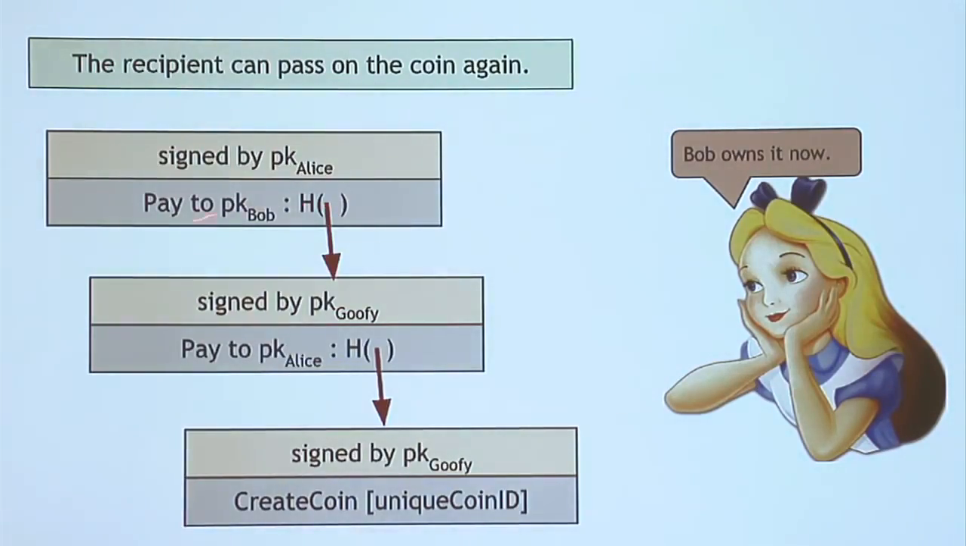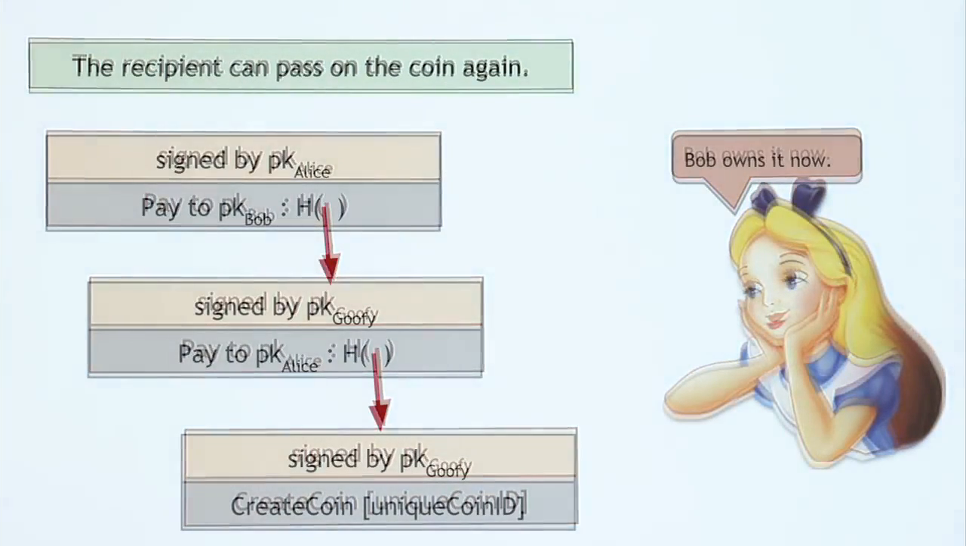Now she can create a statement like this that says, pay this coin to Bob's public key, and here's a hash pointer to the coin. And now Alice signs that. So because Alice was the valid owner of the coin, which we could verify by walking this chain, now we know that this is valid and the coin belongs to Bob. So Bob is now the owner of this coin.